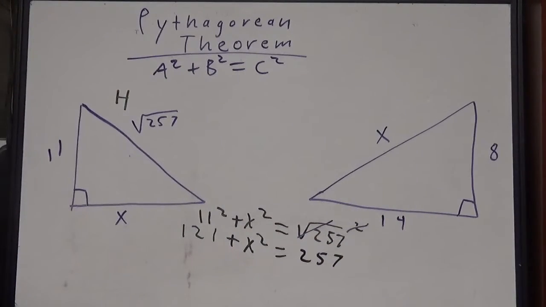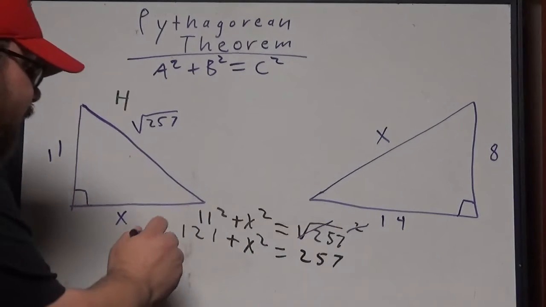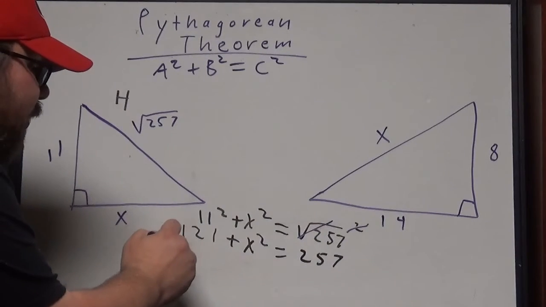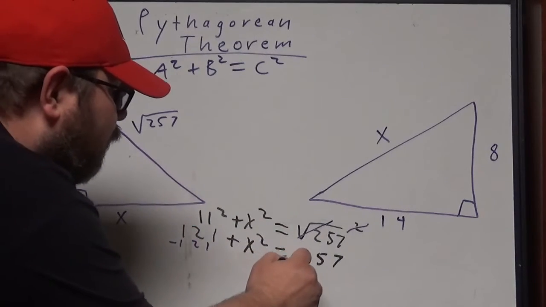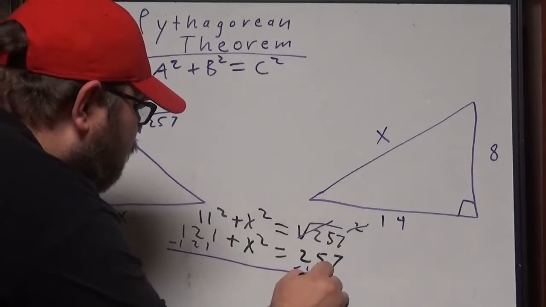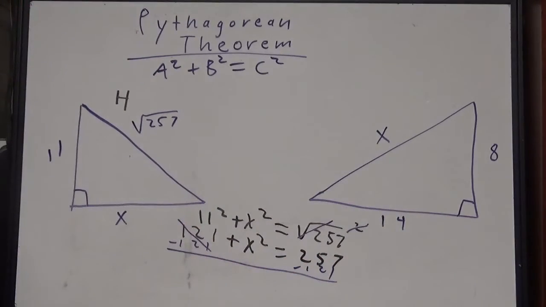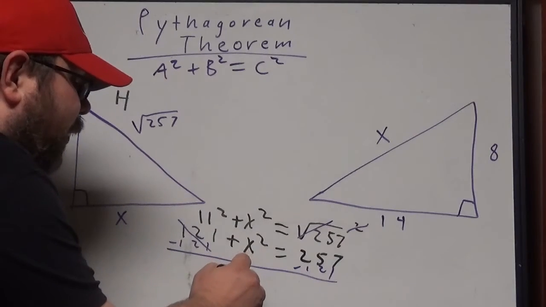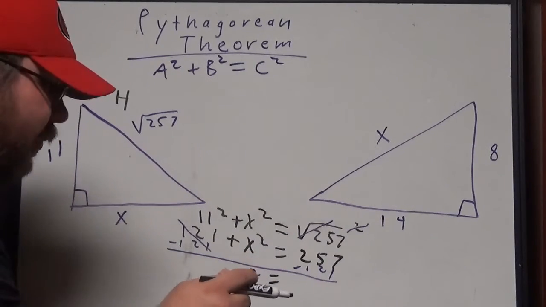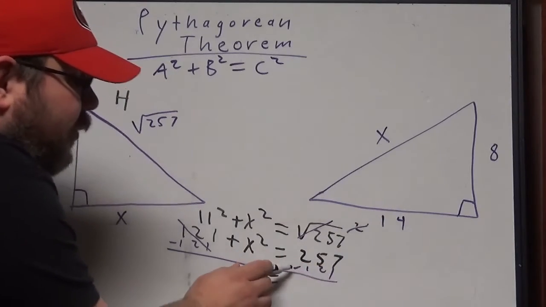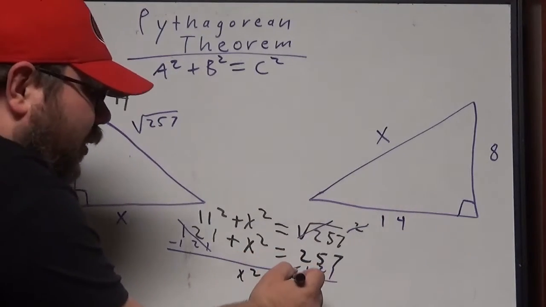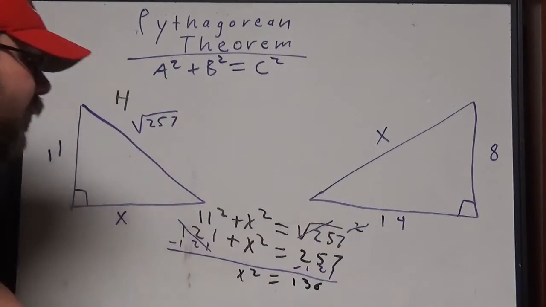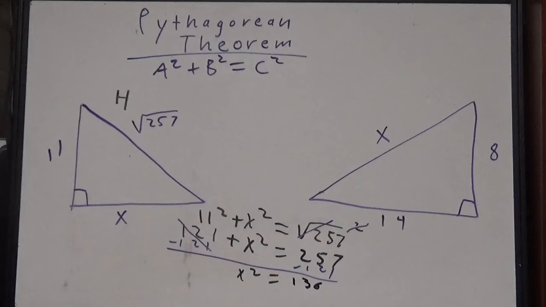And now it's a two-step equation. We're going to start by subtracting 121 on both sides. And now we get x squared by itself. Hopefully all of this will show up on the bottom of my screen. I think it will. Then we're going to subtract. Here we'll get 136. We get x squared equals 136.